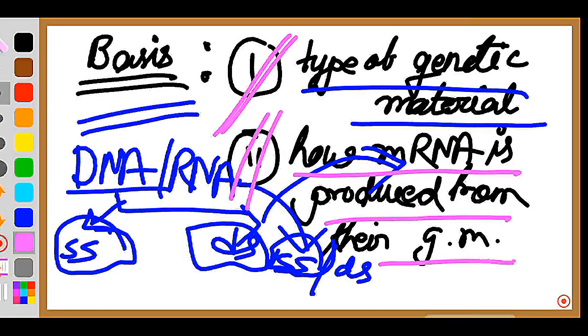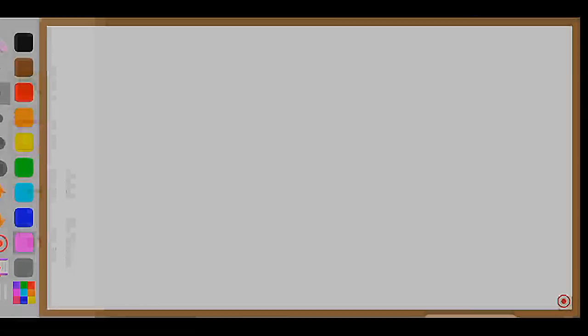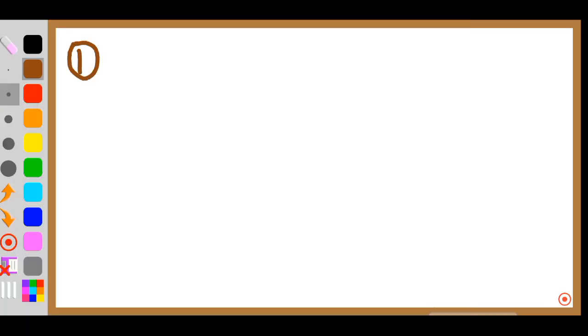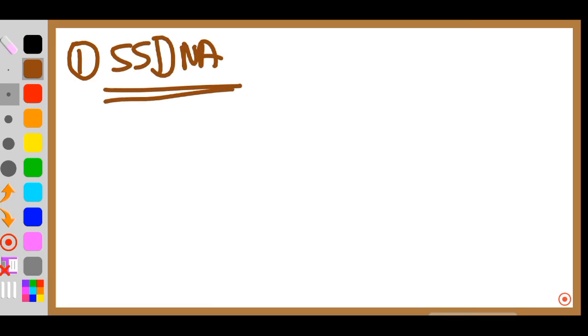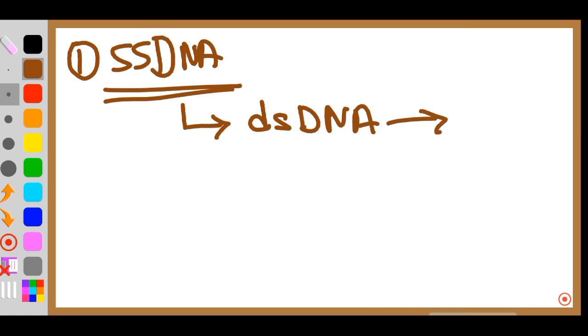We don't need to look into the whole process. We just need to know one single line about the production of mRNA from them. So in case of single-stranded DNA viruses, first it has to be converted into double-stranded DNA, then it will form the mRNA.